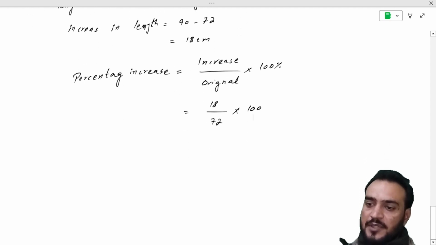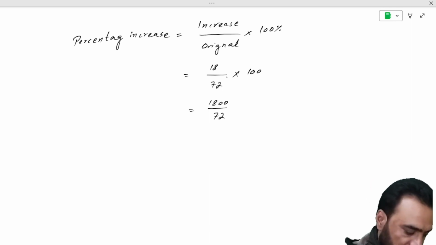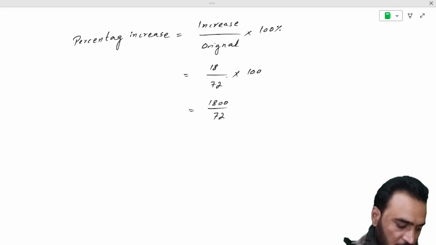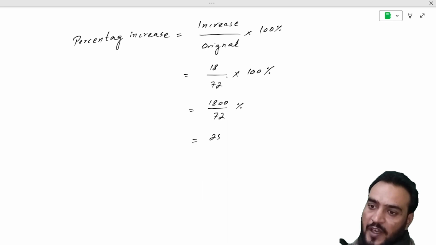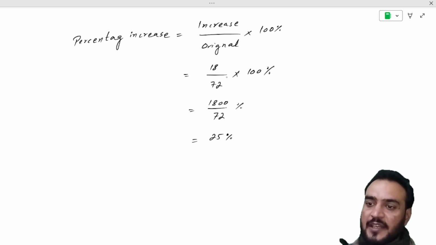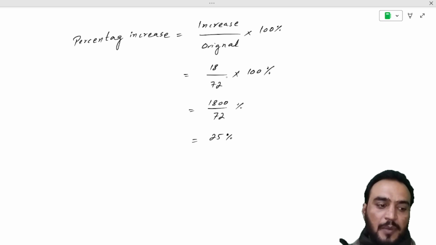So this becomes 1800 divided by 72. If we divide 1800 by 72, we get 25%. So there was a 25% increase in the length, stretching an elastic band.